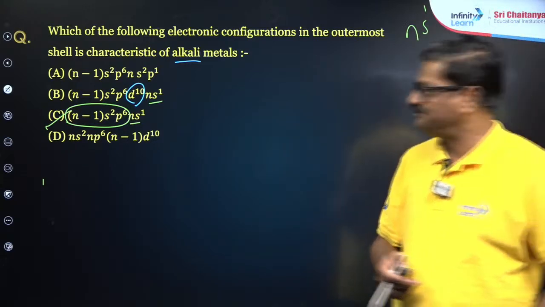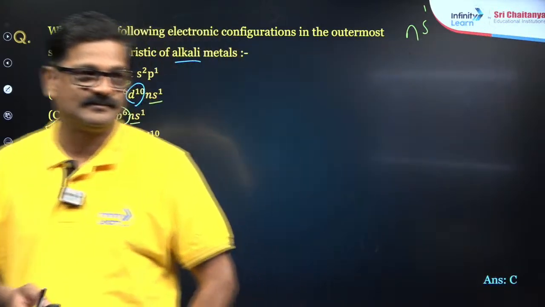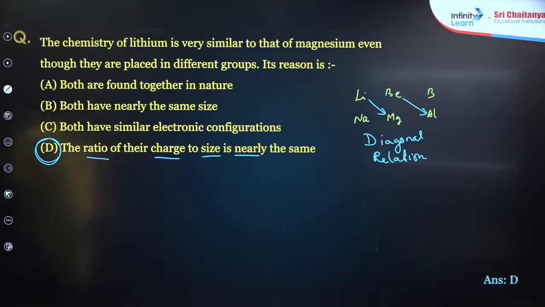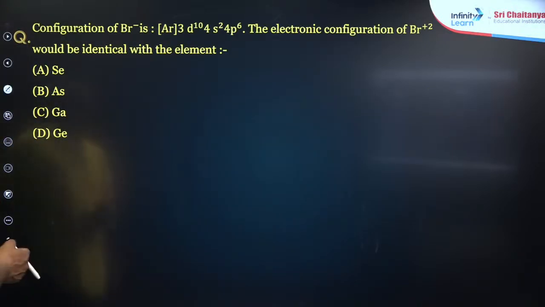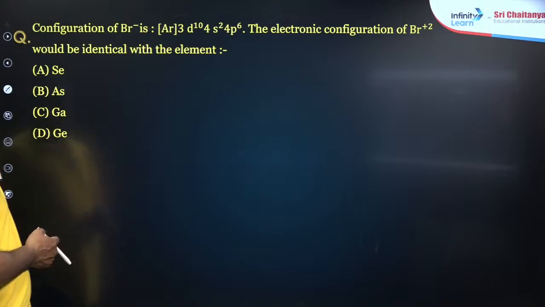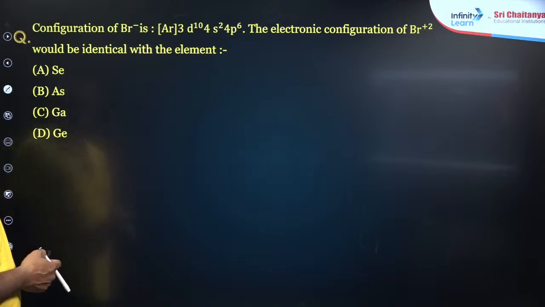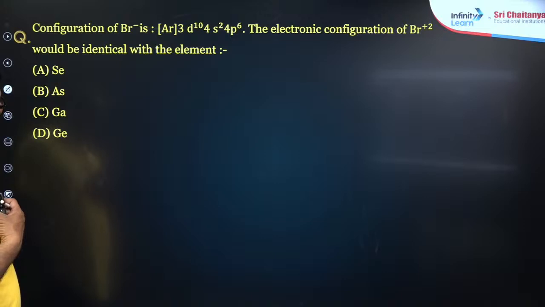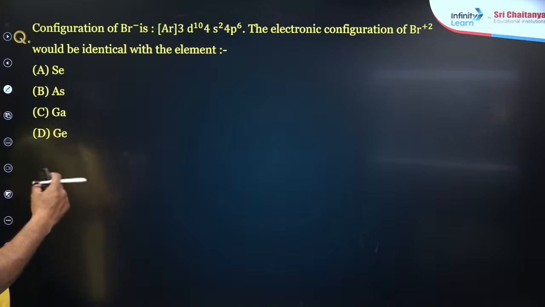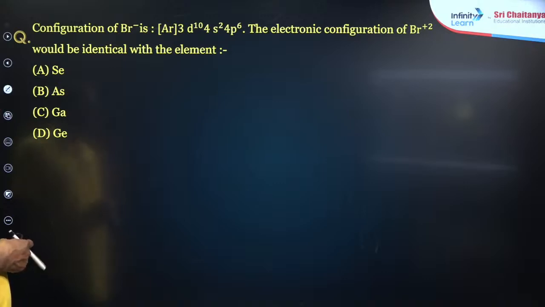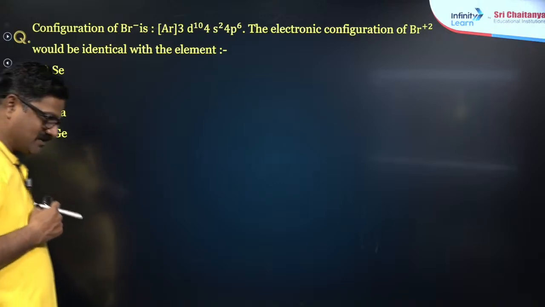Got it, beta? Now move ahead. Configuration of bromine minus is 3d10 4s2 4p6, we know that. The electronic configuration of Br2 plus would be identical with... It's a logical question.